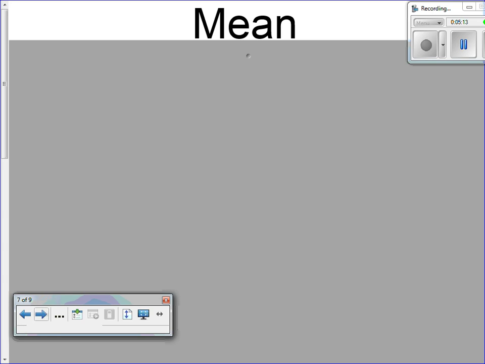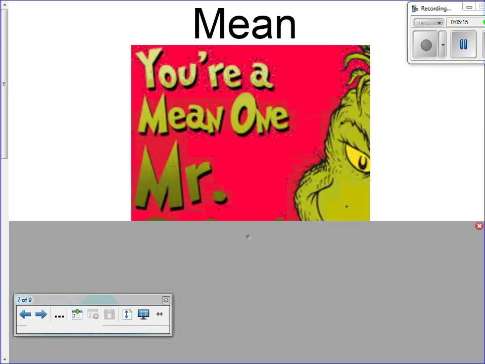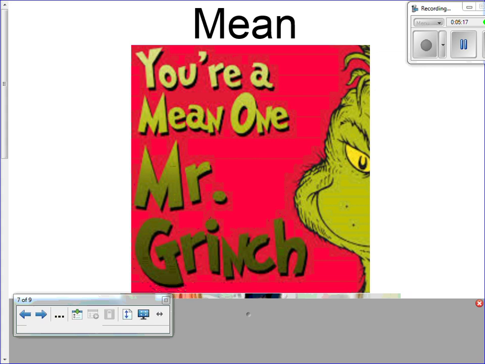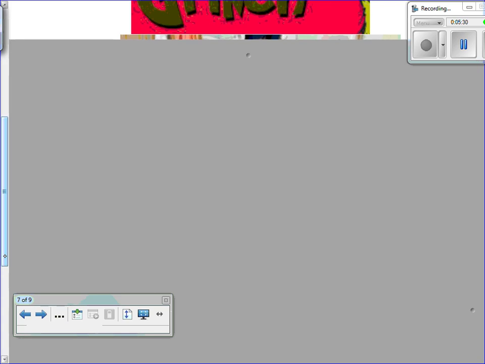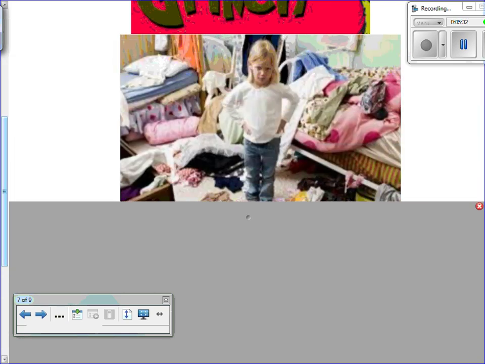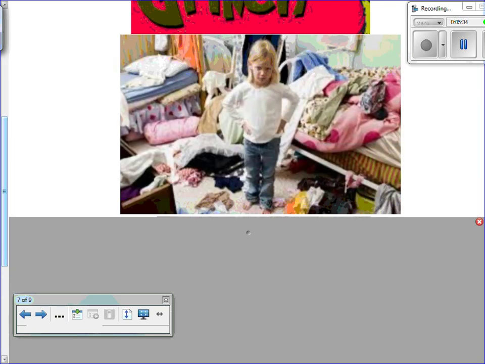Mean. This is how I tell this one to kids. You're a mean one, Mr. Grinch. I want you to think of the word mean, as in someone being mean to you or you being mean to somebody. Because a lot of you are going to think that this one is the most work to find. So I want you to think it's being mean. This girl thinks the mom's being mean to her because her mom or dad is telling her to clean her room. I think she should clean her room. I don't think she's just being mean to herself for not doing that.